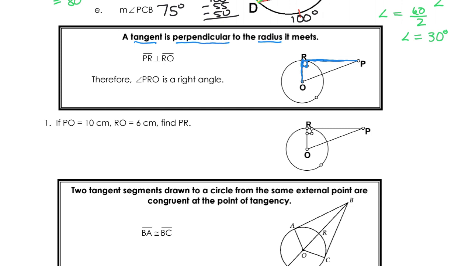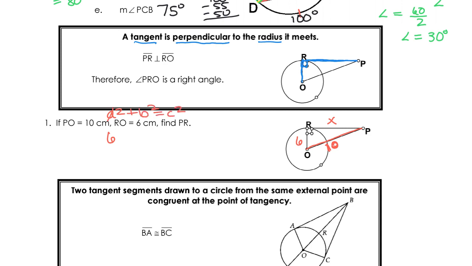And how that's going to help us is if that right angle is in a right triangle, like in this next picture, number 1. It says PO here is 10. Okay. RO is 6. They want you to find PR. Well, that's just the third side of a triangle when you know the other two. And so we're going to go ahead and use a squared plus b squared equals c squared.